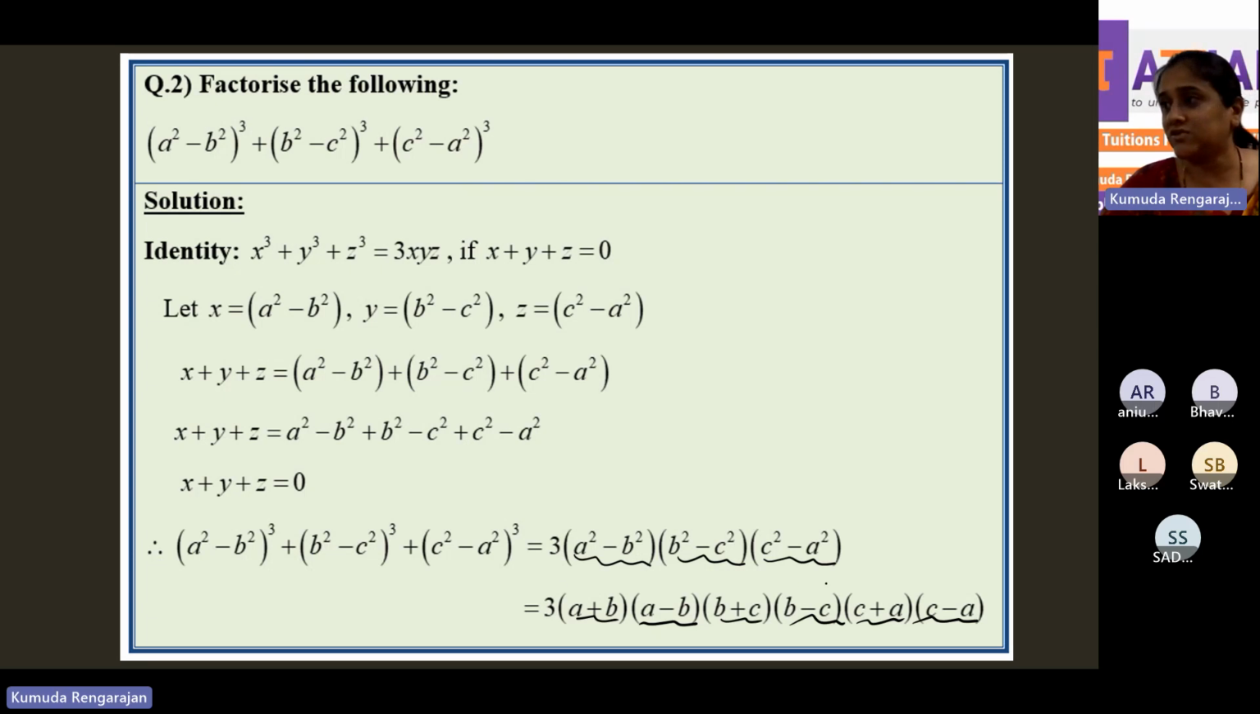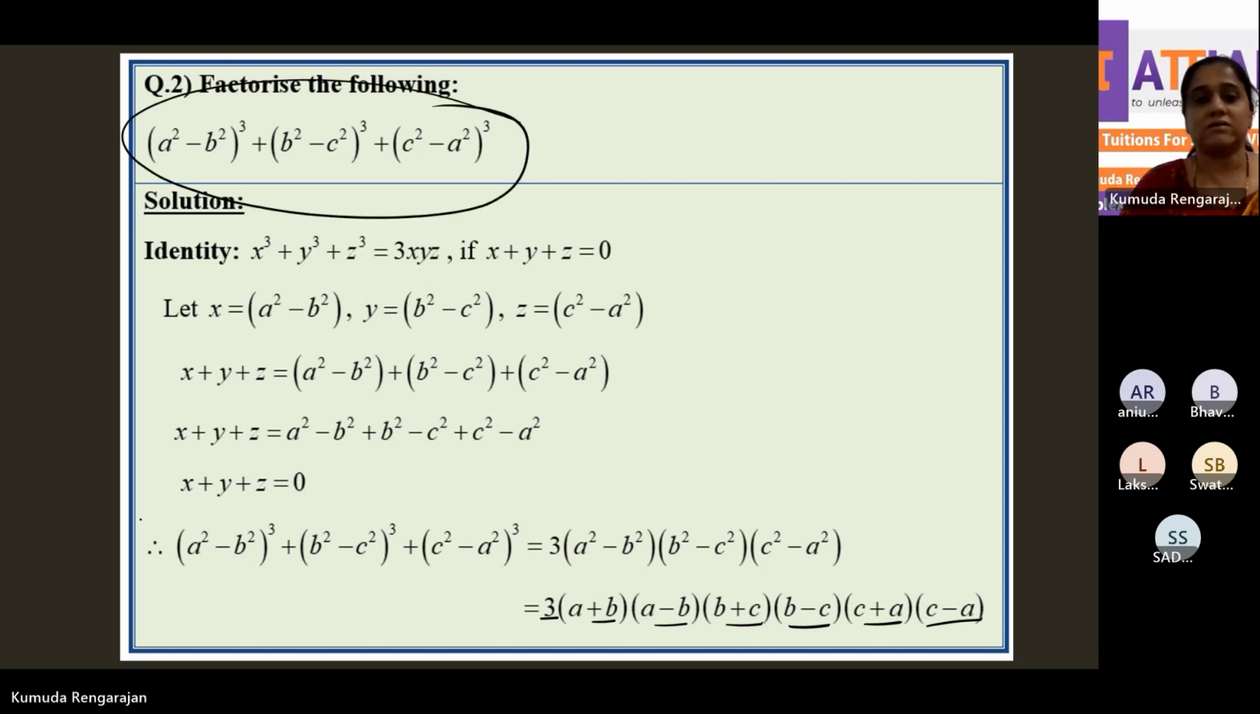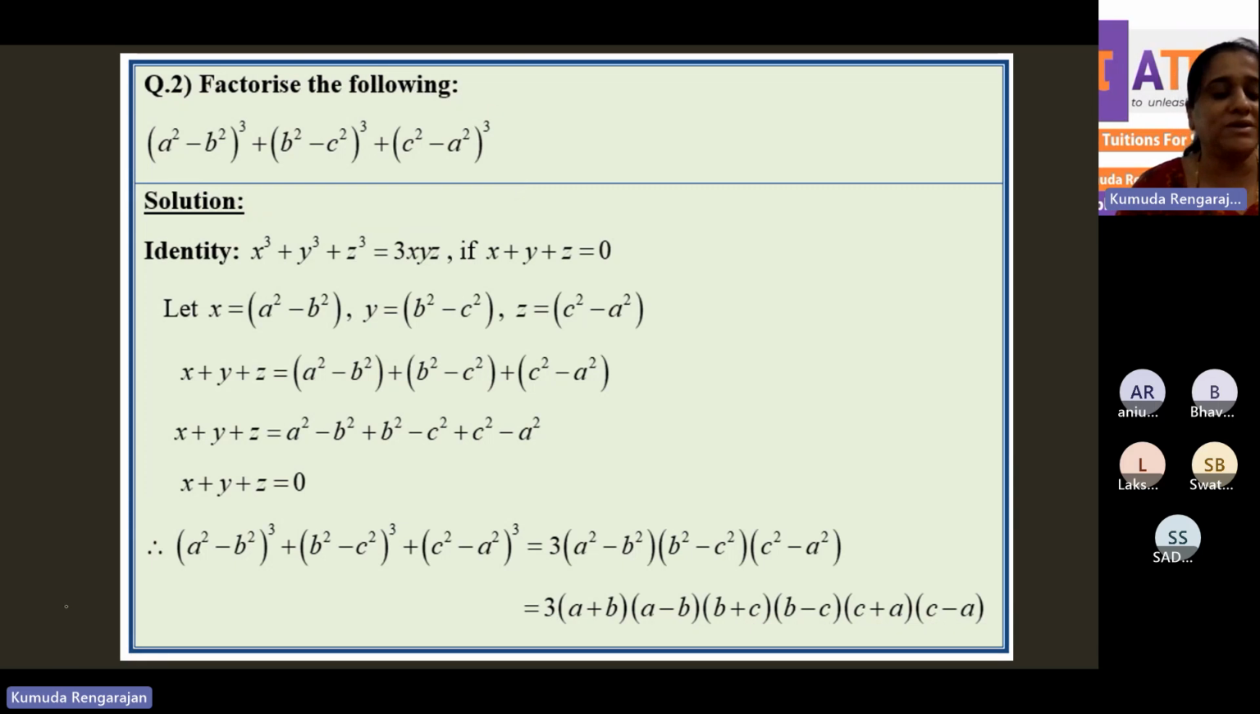Now this cannot be factorized further. So these are the factors of the given expression. The factors of the given expression are 3, a plus b, a minus b, b plus c, b minus c, c plus a, c minus a. All these are the factors of this expression. All right? Take it on, children. Online students, please write down any questions, ask me.